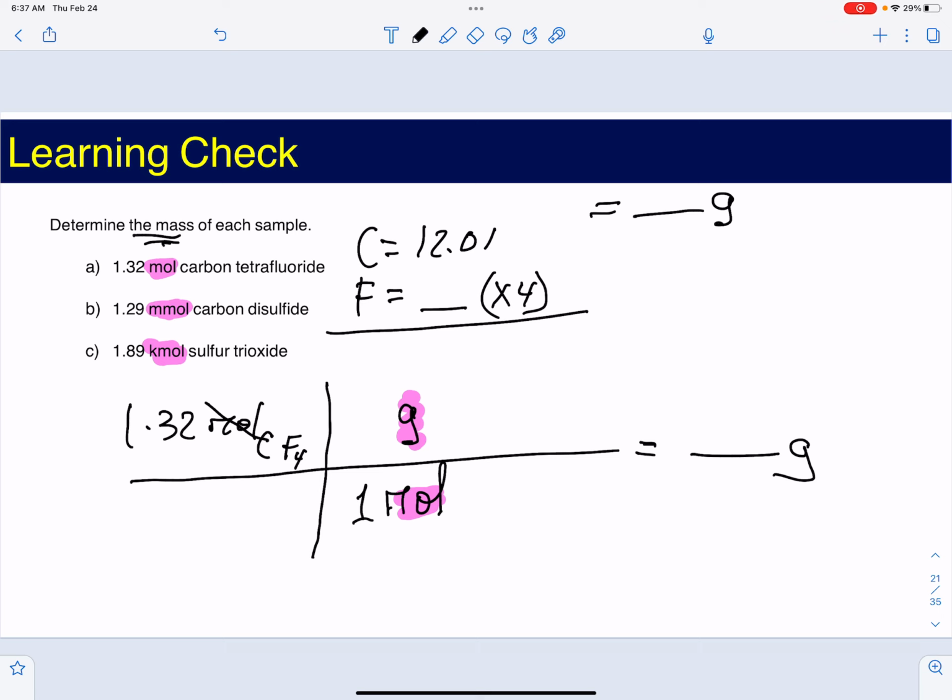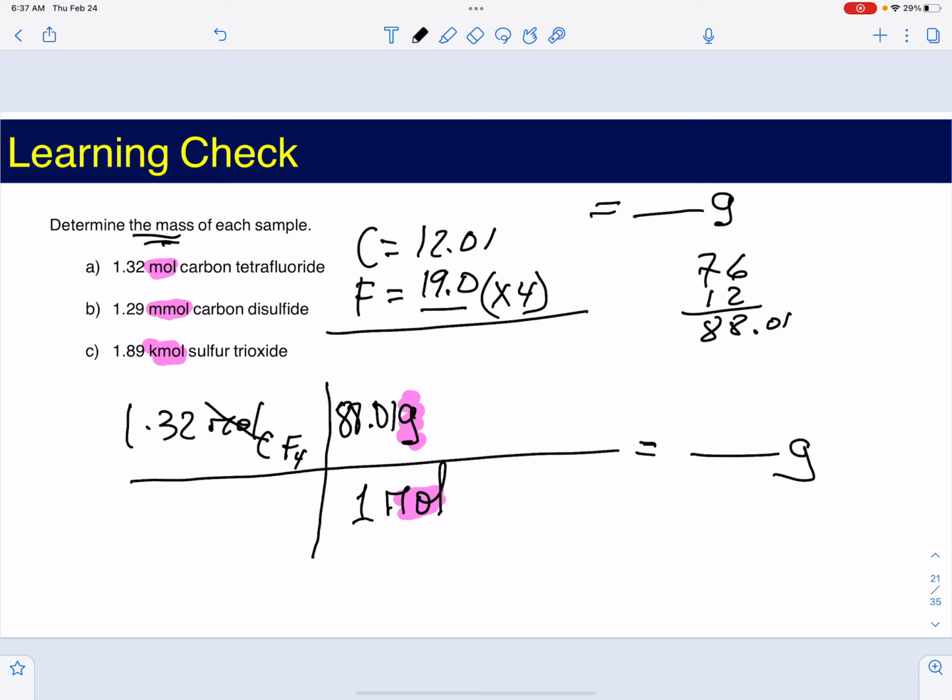Hey Siri, what is the atomic mass for fluorine? The answer I found is 18.998. So 19.0. So 19.0 times 4, that's going to be 76. 76 plus 12, 88.01.